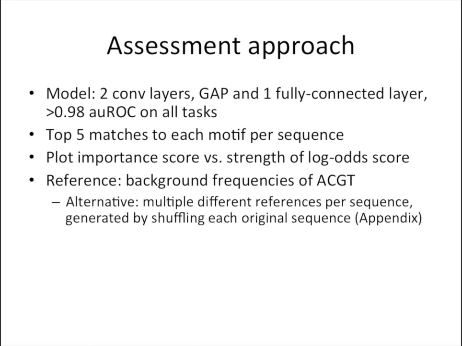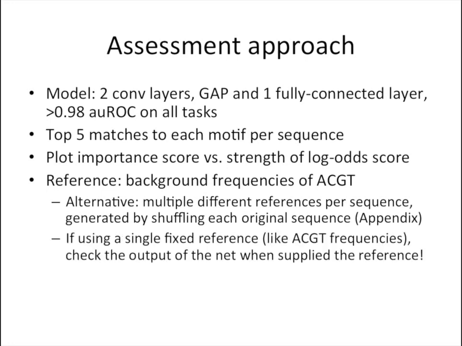However, we also explored using multiple different references per sequence, where the references were obtained by shuffling each original sequence. That is, for each sequence, we generate several references by shuffling the sequence and average the DeepLIFT results obtained over the different references. Those results are given in the appendix, and in the simulation, both approaches to defining the reference give qualitatively similar results. But why might we prefer to use shuffled sequences as a reference over the frequencies of ACGT?